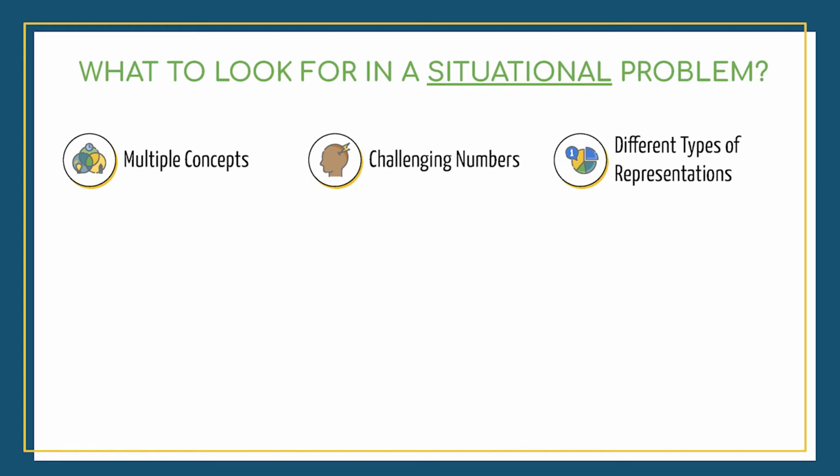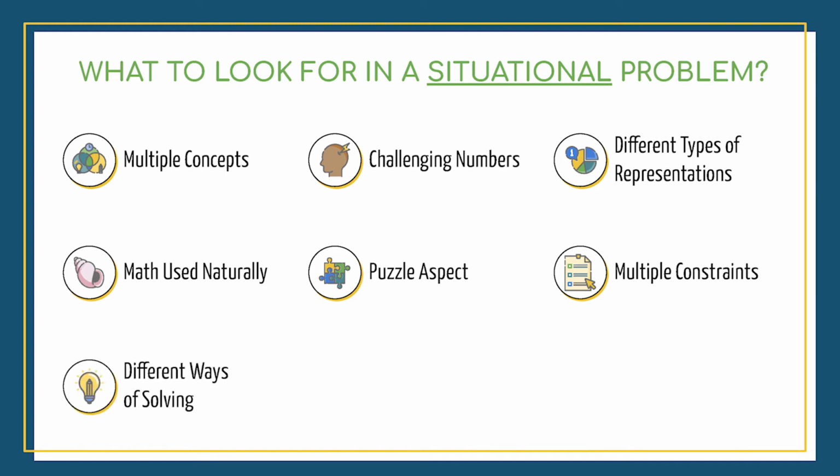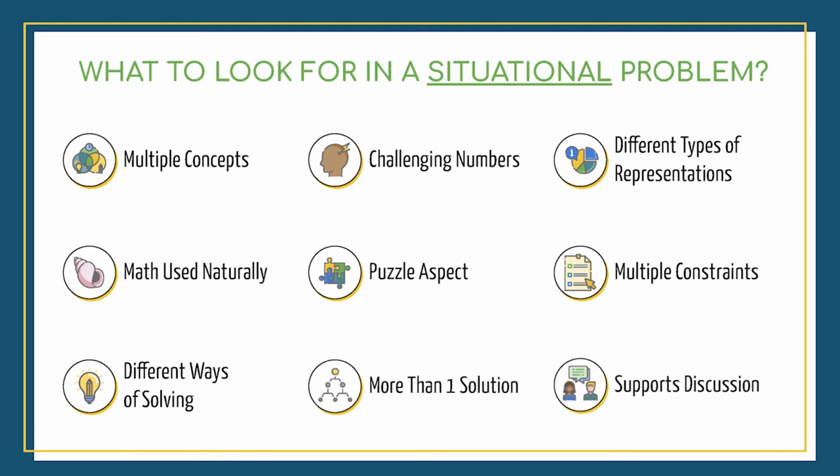Since we want students to validate their solution, it is important for the math to be used naturally so that the context and the answers make sense to the student. We also want to include a puzzle aspect, where students will be encouraged to explore and make decisions related to the task. While making decisions, they will need to keep in mind the constraints that can have an impact on their solution. Usually, the situational problem will allow for different ways of solving it. Since decisions will be made throughout the problem, there will be more than one solution possible, which can support discussions about the choices students have made throughout.